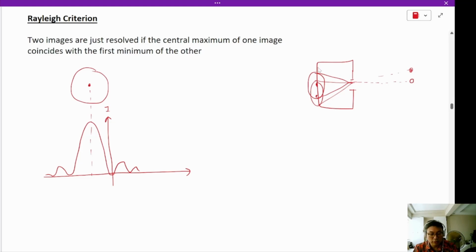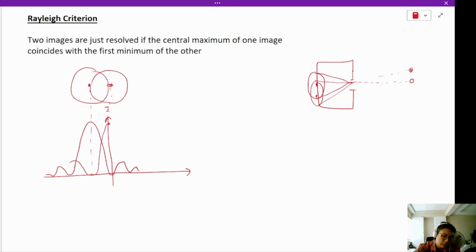So let's take a look over here. We have got a first image which is a round circular image of a small object, and due to diffraction you can see the single slit diffraction envelope is right there, below the image. Now two images are just resolved if the central maximum of one image coincides with the first minimum of the other. So how close can we put the images together? Rayleigh criterion says that we can put them this close, because the central maximum of one image will coincide with the first minimum of the other, meaning that the central maximum of the second image is over here.